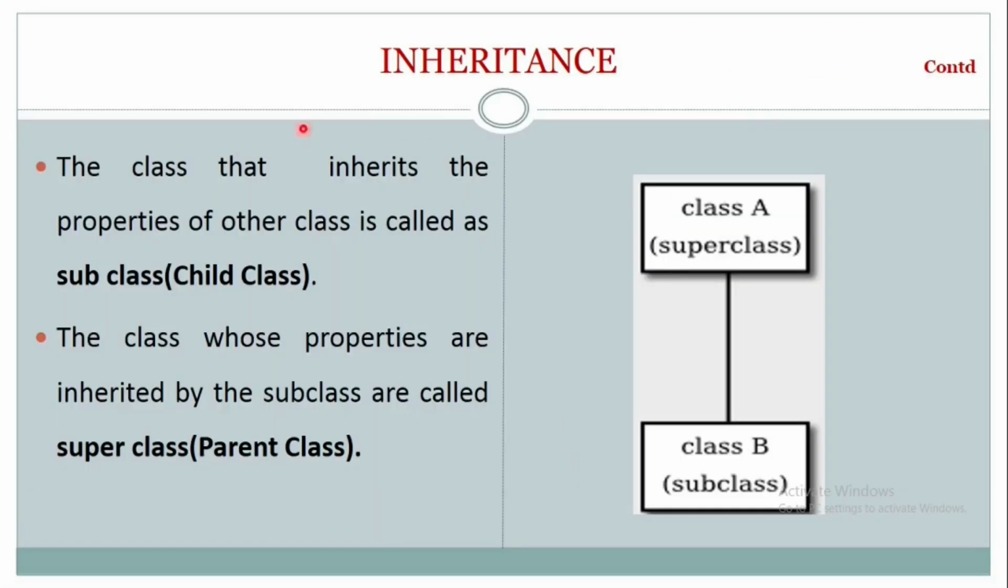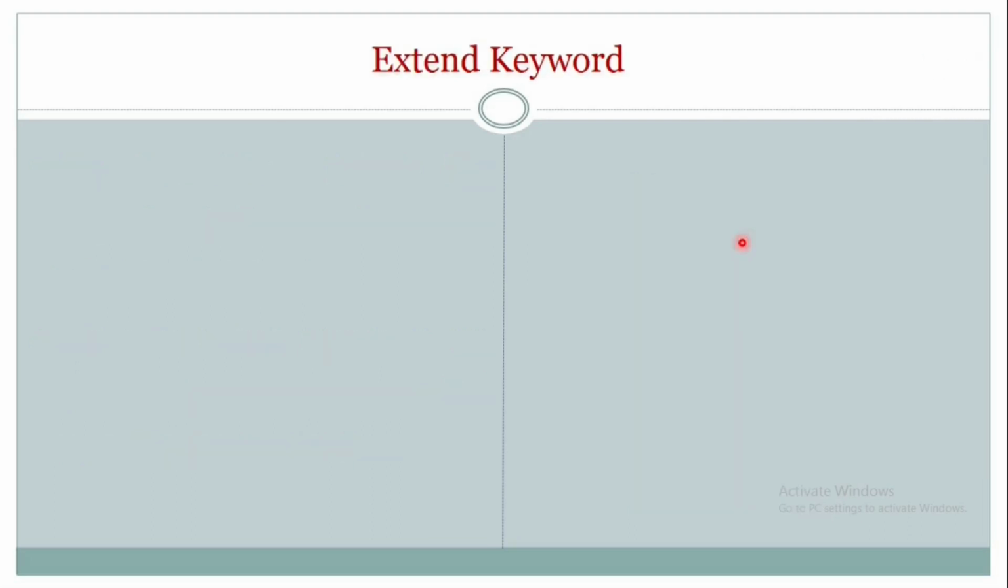Let us understand about the subclass and superclass. In Java, we refer to the parent class as a superclass and the child class as a subclass. The class that inherits the properties of another class is called a subclass. The class whose properties are inherited by the subclass is called the superclass. If I take a simple example, let's say class B is a son and class A is a father. Here, the son inherits all the features and characteristics of the father, that is the superclass.